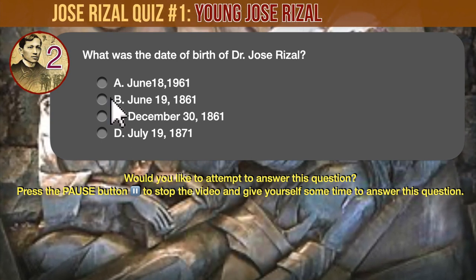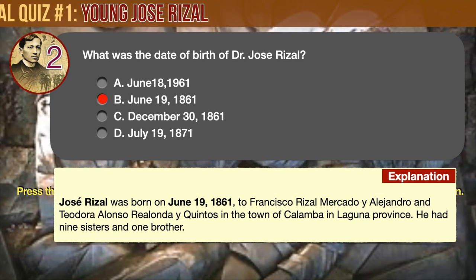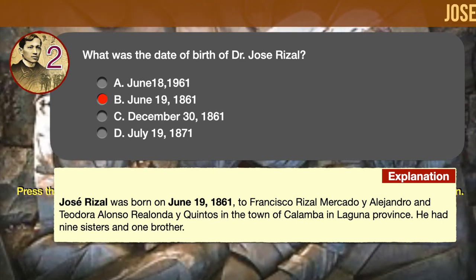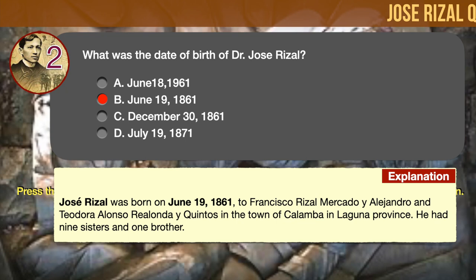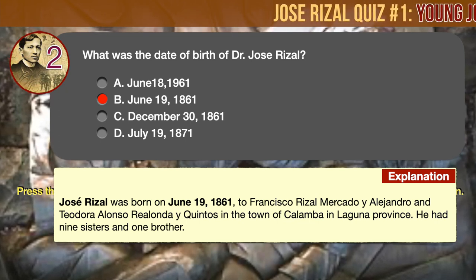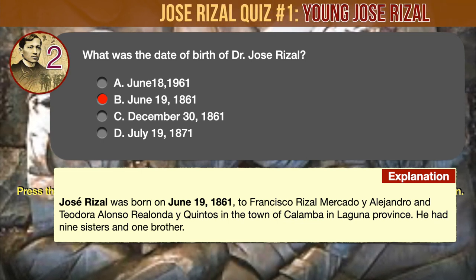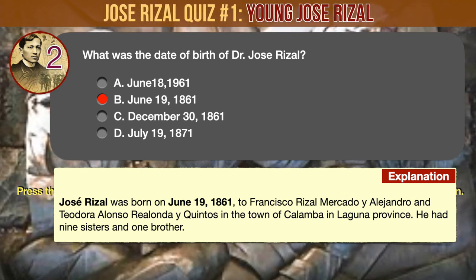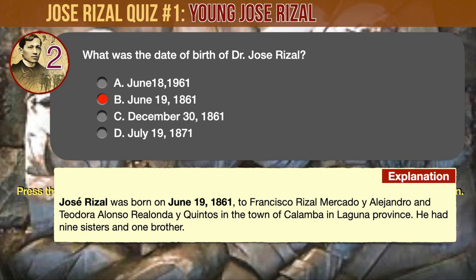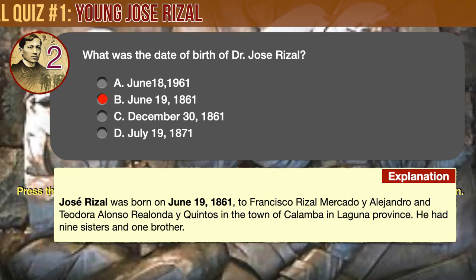The correct answer is B. It was on June 19, 1861, on a moonlit night, between 11 and 12, that Rizal was born. He was born to Francisco Rizal Mercado y Alejandro and Teodora Alonso Rayalonda y Quintos in the town of Calamba in Laguna Province. He had 9 sisters and 1 brother. His parents were leaseholders of a hacienda and an accompanying rice farm held by the Dominicans.